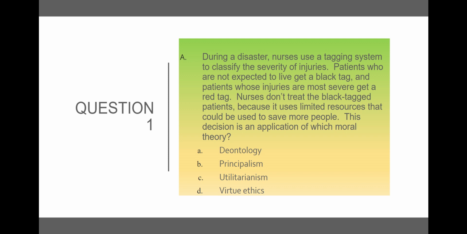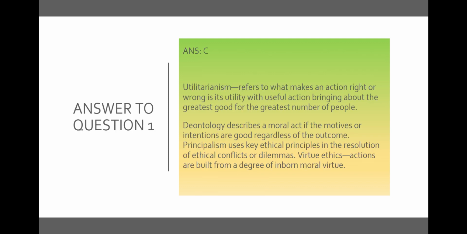They're all normative ethics. Take a guess. I'll give you a few more seconds. And the big reveal is C, utilitarianism. That means that an action is right or wrong because it brings about the greatest good for the greatest number of people. It's not deontology.